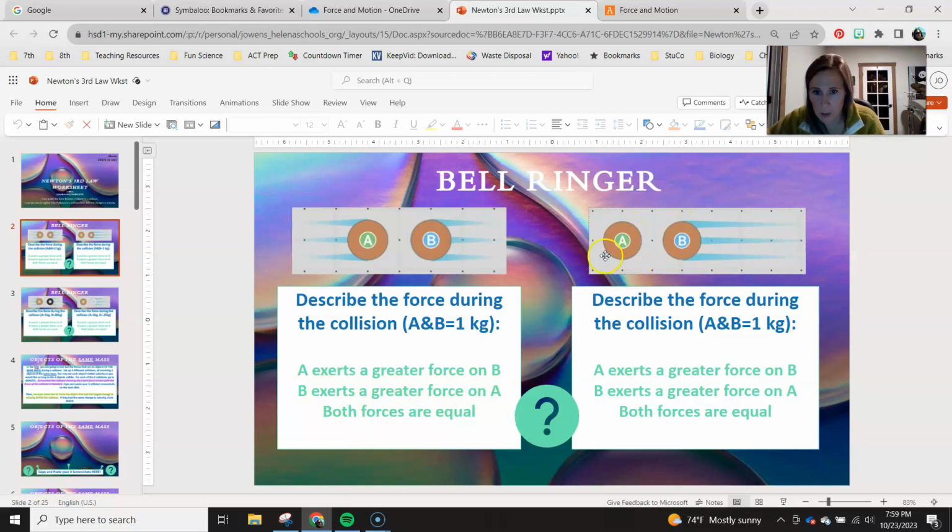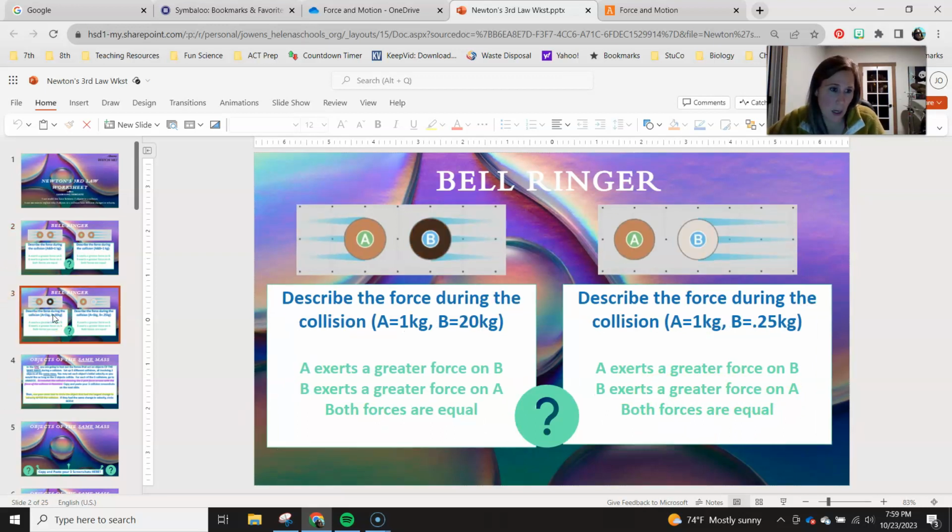This one is the same thing. We've got two pucks that are the same, except A is at rest and B is moving with a fairly large velocity to the left towards puck A. So when those two collide, what does the force look like? A exerts a greater force on B, B exerts a greater force on A, or both forces are equal.